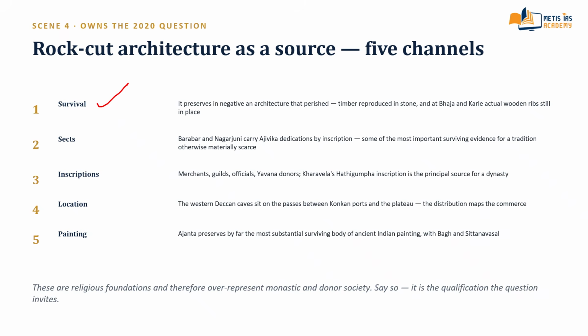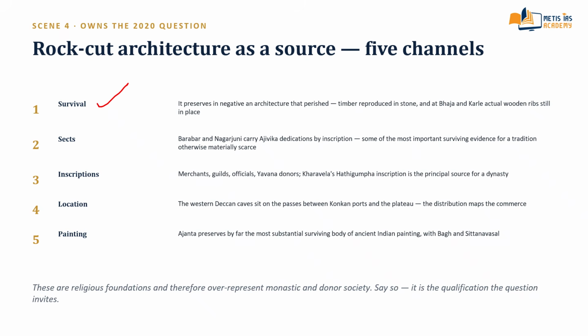And the excavators, working from the front inward, copied the buildings they knew. The Chaitya Hall reproduces a timber barrel vaulted structure in stone, with ribbed walls imitating wooden rafters, beams and purlins carved where no beam is needed, and facades reproducing the fronts of wooden halls. At Bhaja and Karle, actual wooden ribs were fitted into the stone vault, and some survive.